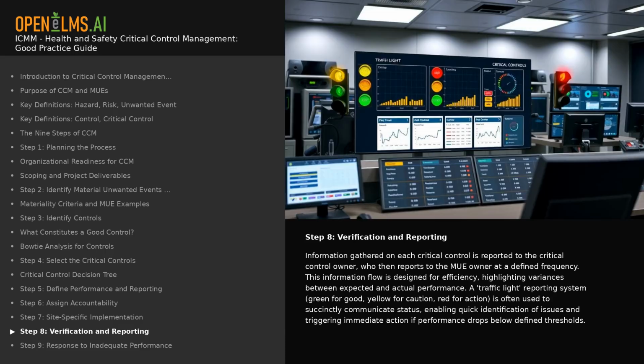Information gathered on each critical control is reported to the critical control owner, who then reports to the MUE owner at a defined frequency. This information flow is designed for efficiency, highlighting variances between expected and actual performance. A traffic light reporting system, green for good, yellow for caution, red for action, is often used to succinctly communicate status, enabling quick identification of issues and triggering immediate action if performance drops below defined thresholds.